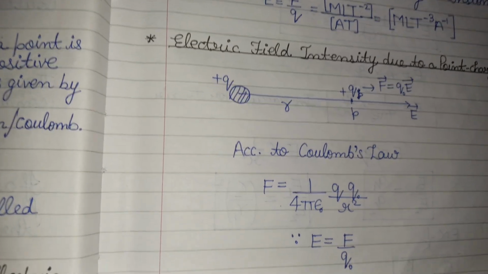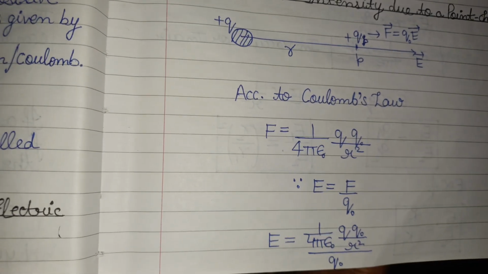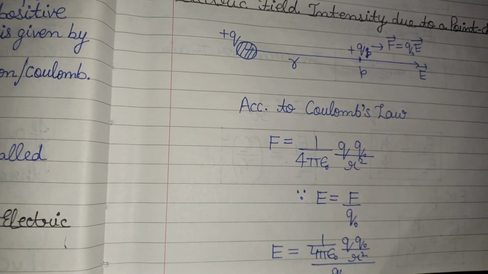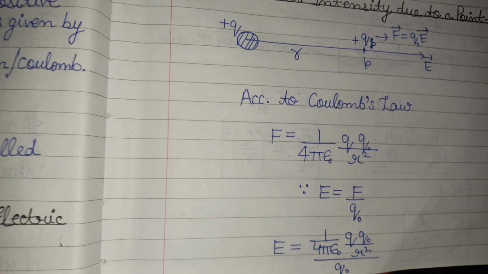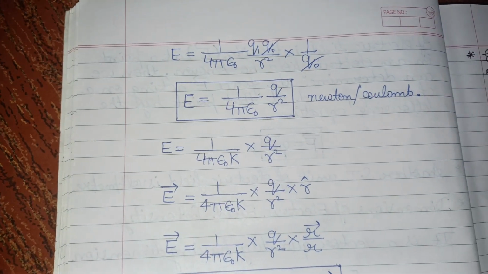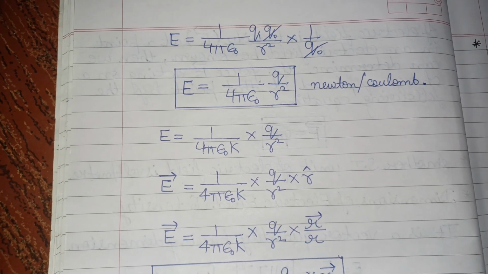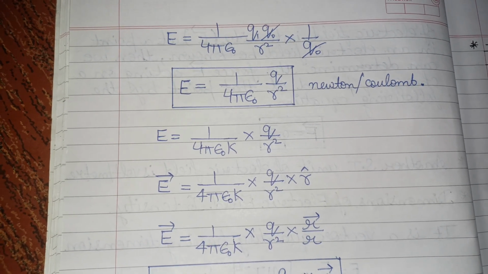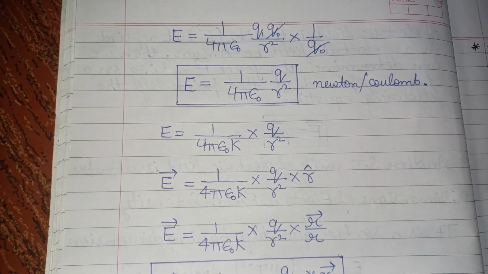Electric field E is equal to F upon Q naught, by the formula E is equal to force upon Q. So F is 1 upon 4 pi epsilon naught Q1 Q naught by r square, and field E is 1 upon 4 pi epsilon naught Q1 Q naught by r square into 1 upon Q naught. So the electric field formula is equal to 1 upon 4 pi epsilon naught Q by r square and the unit is Newton per Coulomb.